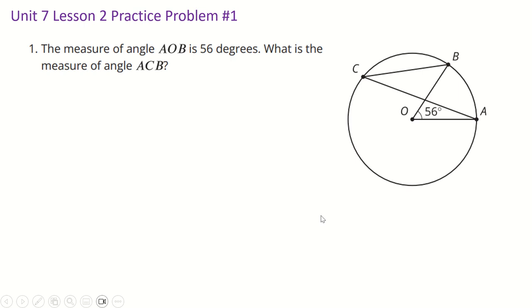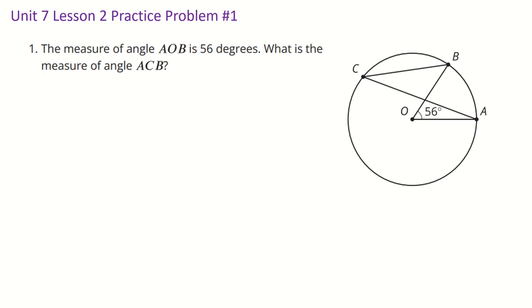Take a moment to read Unit 7, Lesson 2, Practice Problem Number 1. In this activity, students are finding the measure of an inscribed angle. Previously, students have been asked to describe the relationship between central and inscribed angles that define the same arc.